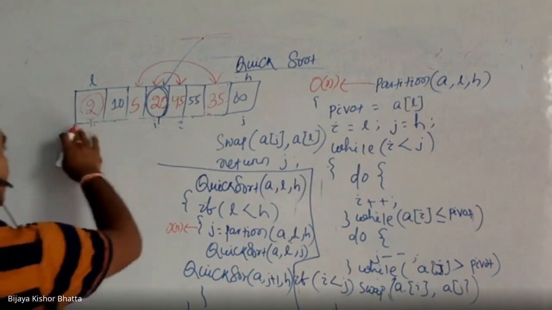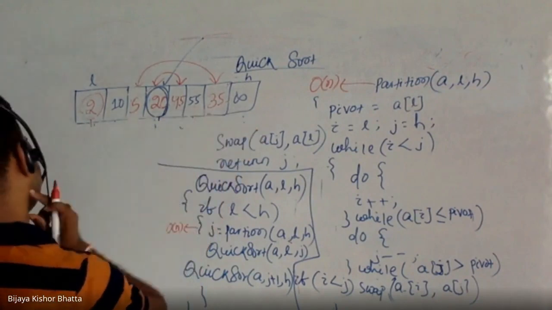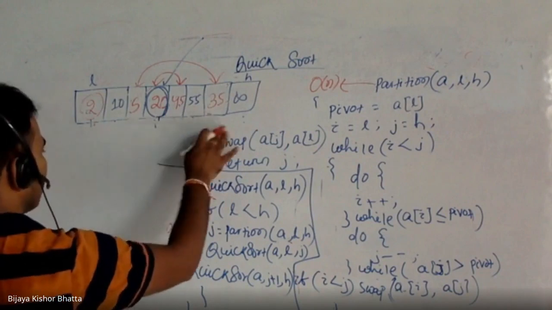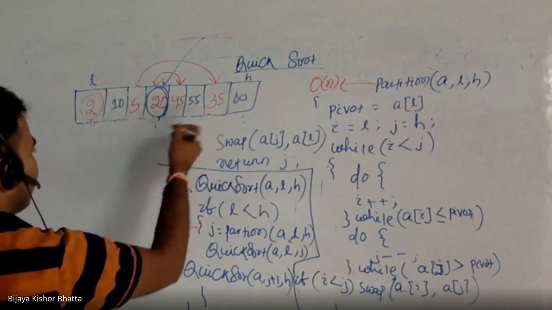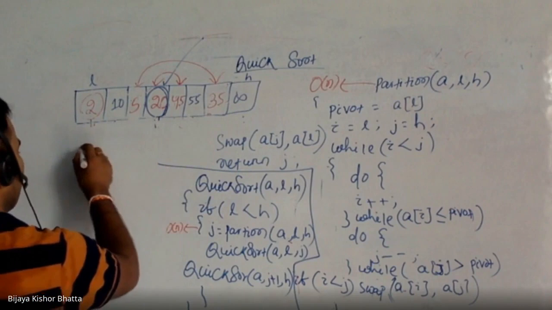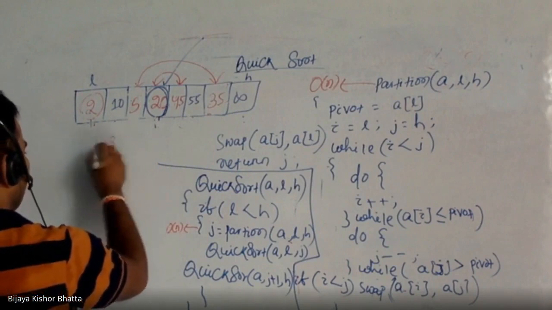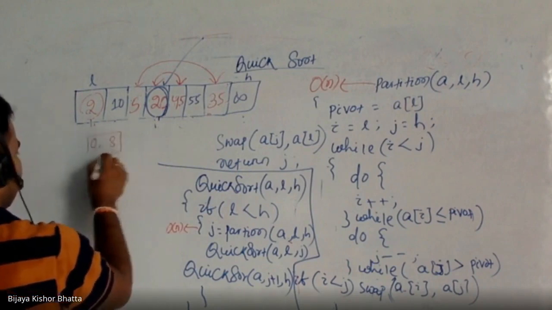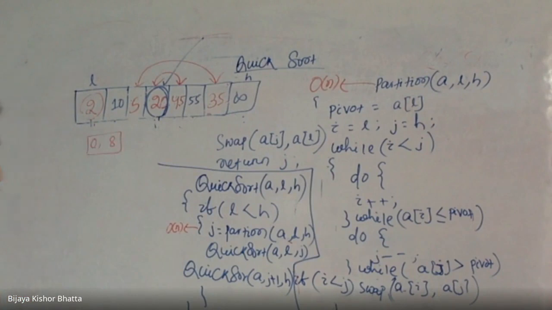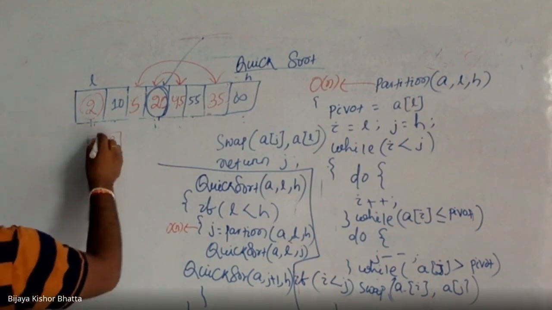Suppose this is my given array. Suppose 8 elements are there, so 1 to 8, or 0 to 8 elements. What it will do is find the partitioning point.